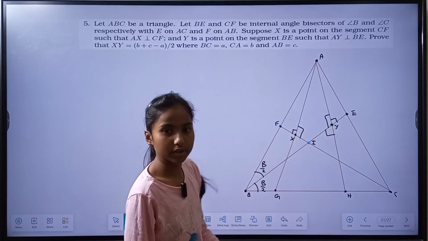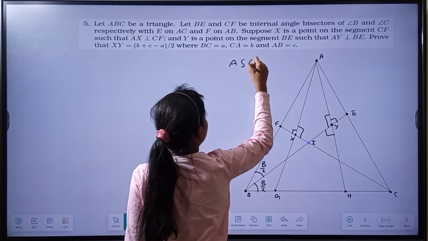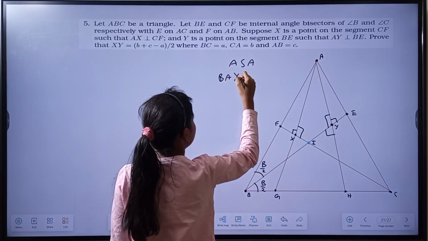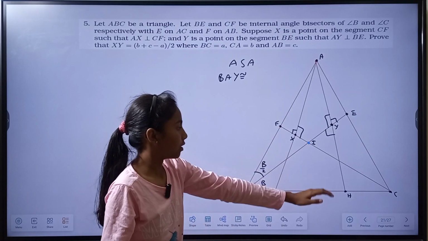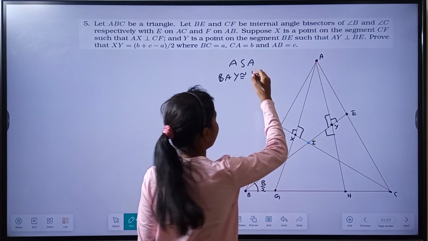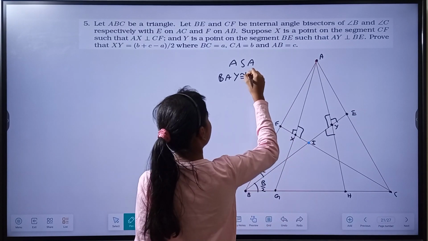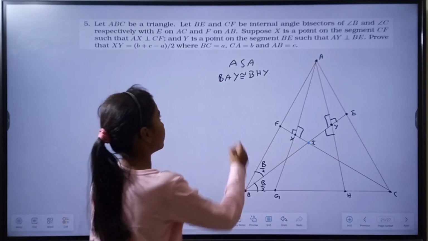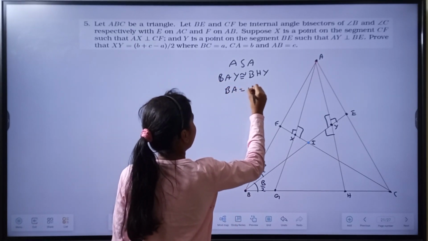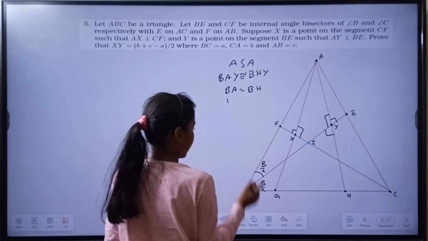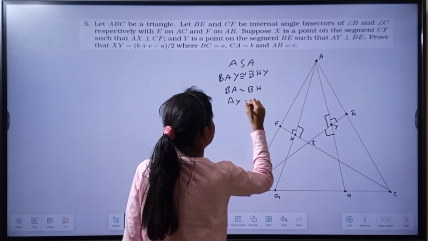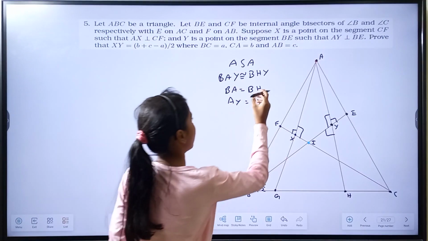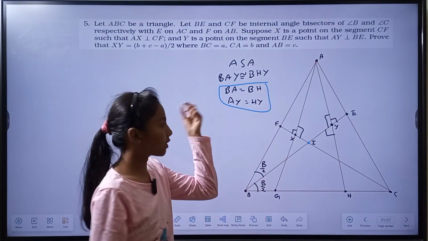So by ASA congruence, we can say that BAY is congruent to BHY. And from this we can say the equal sides: BA equal to BH and AY equal to HY, and the other pair is the common side. Now we have these both equal: BA equal to BH and AY equal to HY.